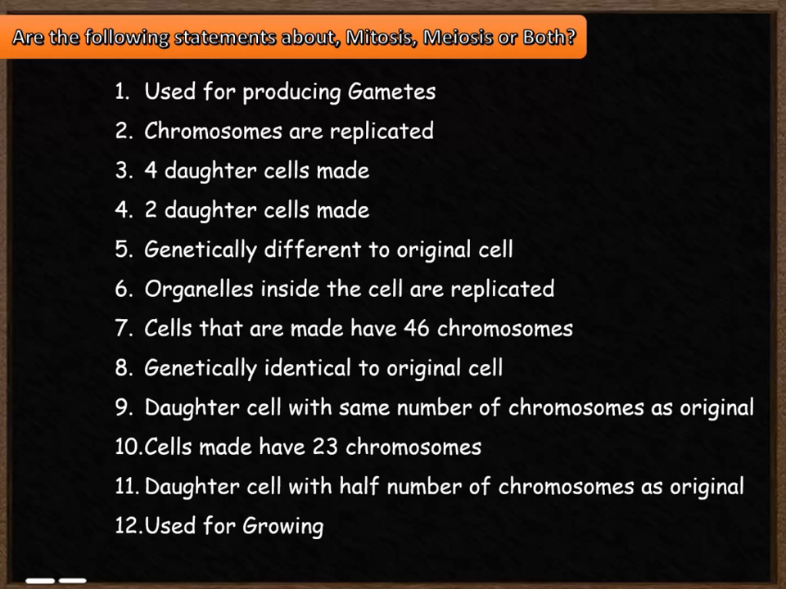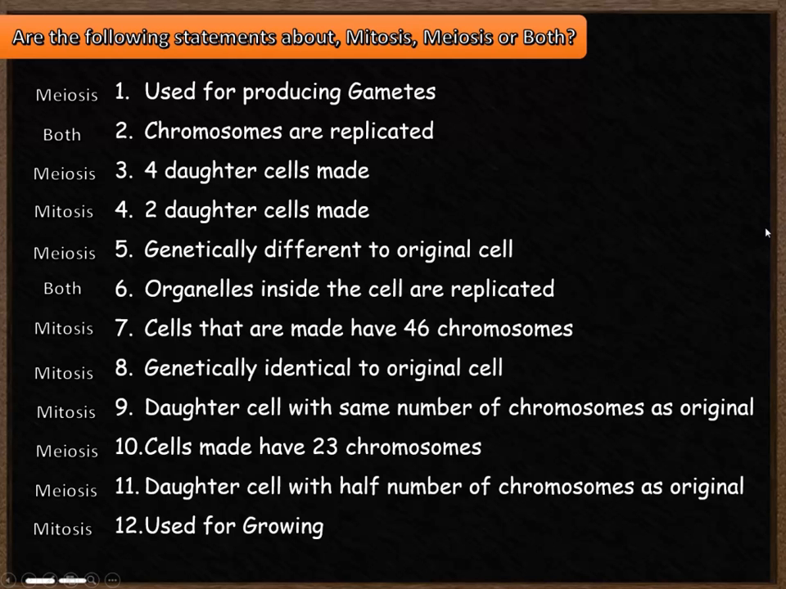Okay, hopefully you've had time to pause the video and do that. Here are the answers. Okay, the first one, gametes are meiosis. Chromosomes are replicated in both processes. 4 daughter cells are made in meiosis, 2 daughter cells in mitosis. Remember T for 2. Meiosis creates cells that are genetically different. Both have organelles replicating during the process.